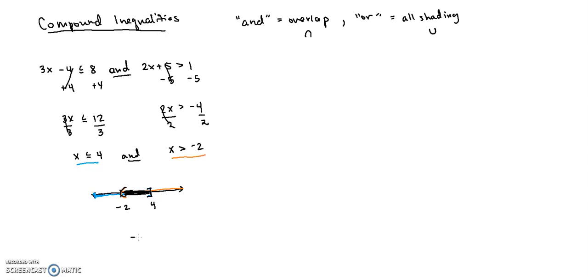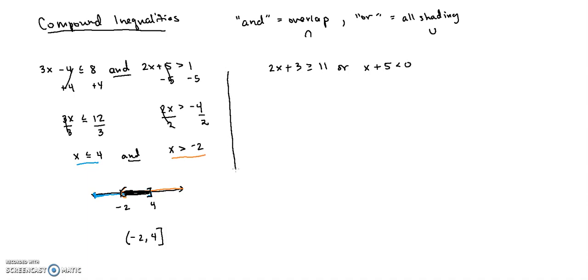Okay, so our final answer is negative 2 to 4, going from left to right. Not included at negative 2. It is included at positive 4. Okay, so that would be our final answer in interval notation. Okay, let's try another one. Let's say that we've got 2x plus 3 greater than or equal to 11, or x plus 5 less than 0.